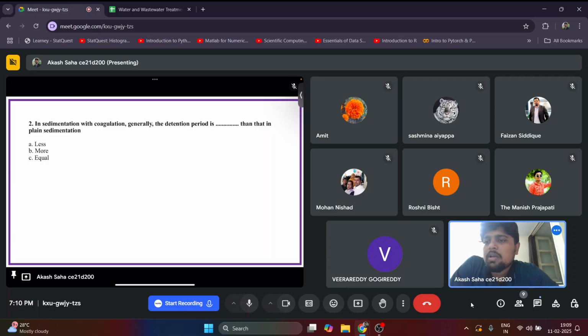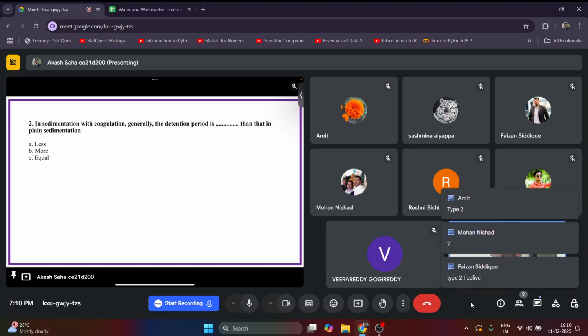Next question. In sedimentation with coagulation, generally the detention period is dash than that of plain sedimentation. I just discussed coagulation. So which kind of settling will happen here? Can anyone tell me? Type 1, type 2, type 3 or type 4? When we have coagulation, what kind of settling will happen? Can someone tell me? Type 2, yes. So type 2 settling will happen.